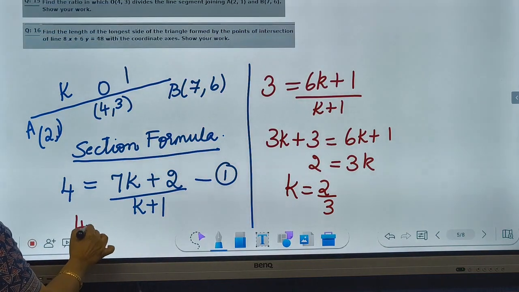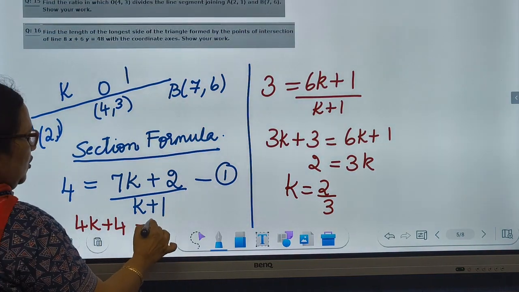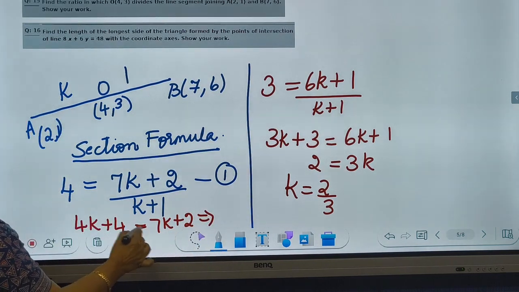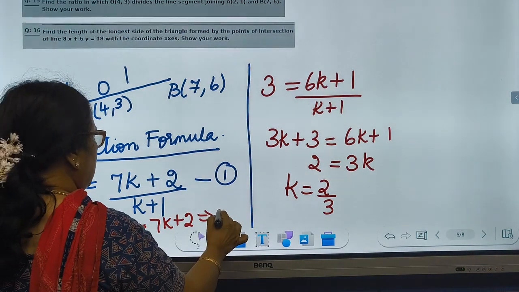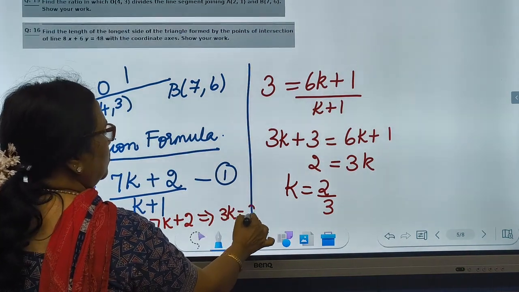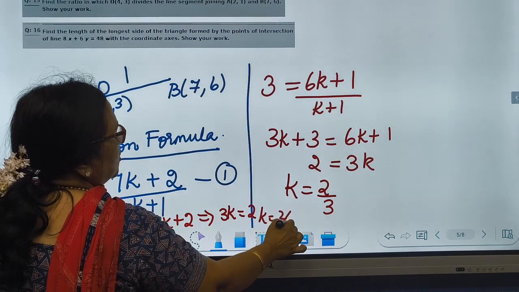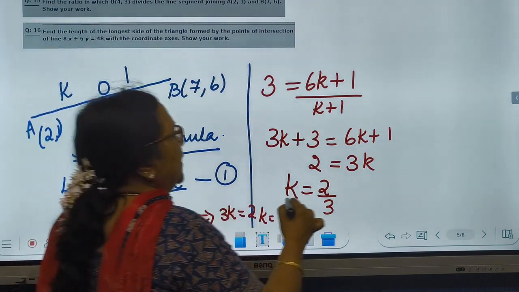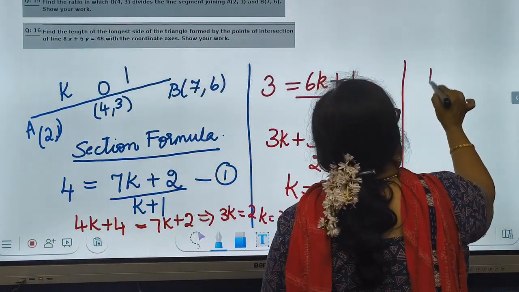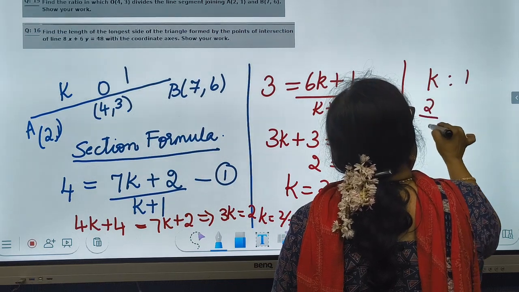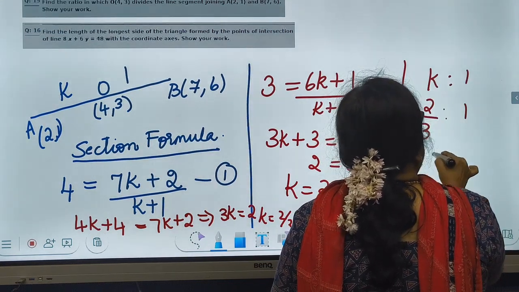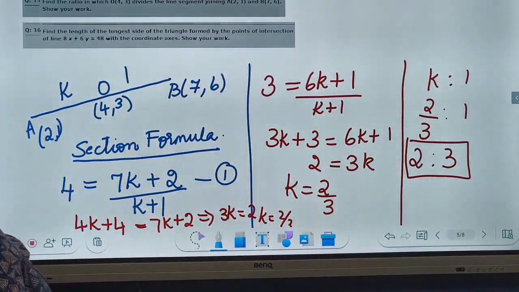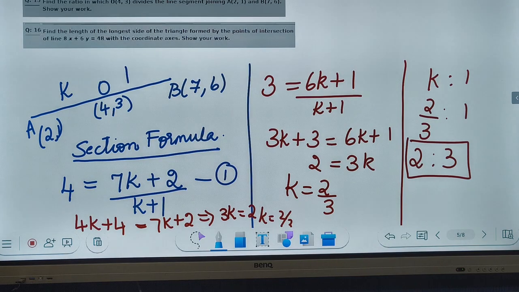So here what will I get? 4k plus 4 equal to 7k plus 2. Implies 7k minus 4k is 3k equal to 2. So k equal to 2 by 3. So it's verified in the other coordinate also. So the ratio is k is to 1, which is 2 by 3 is to 1, which is the same as 2 is to 3. So the required ratio is 2 is to 3.